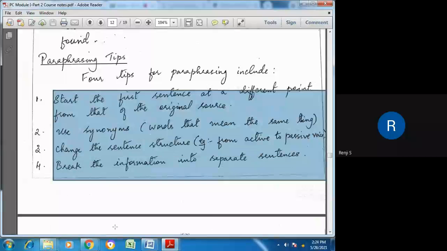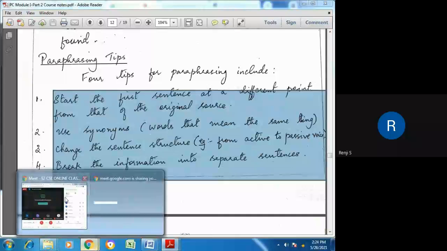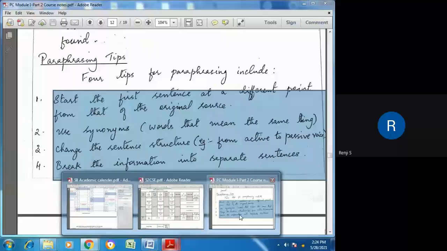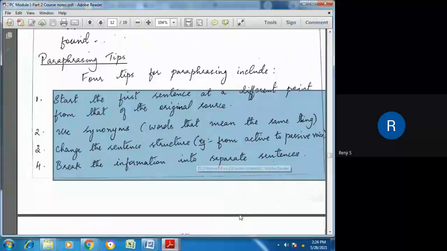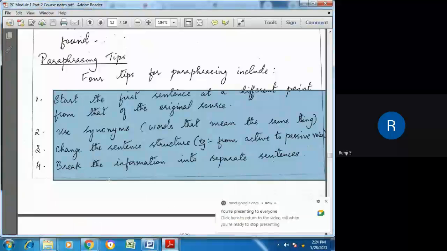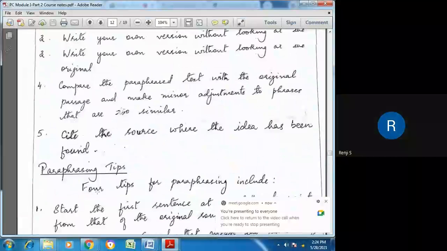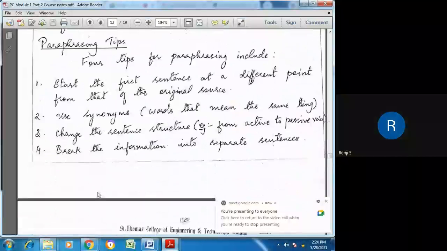Did you understand? When you're given a paragraph to paraphrase, a passage to paraphrase, you have to follow these steps. Is it clear? Did you understand what I'm saying? So, the steps in paraphrasing, and these are the paraphrasing tips.